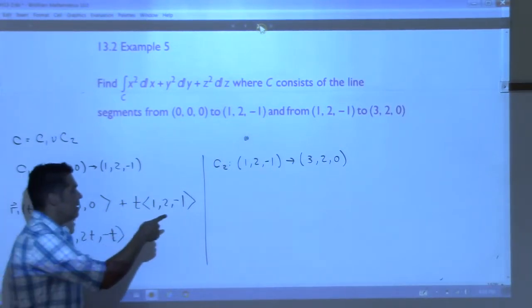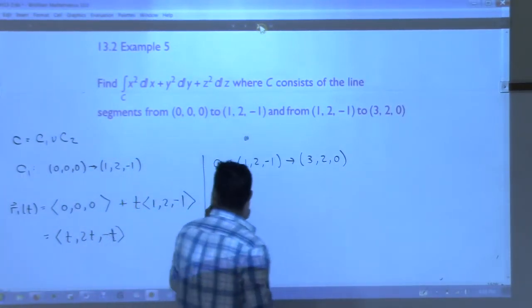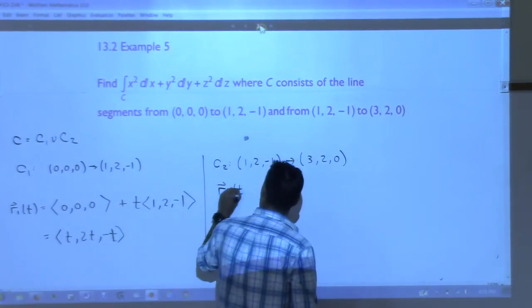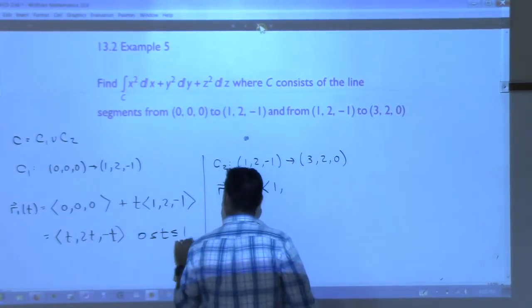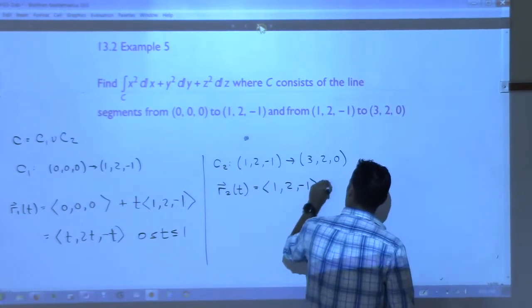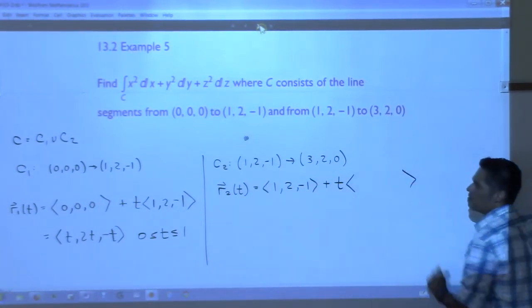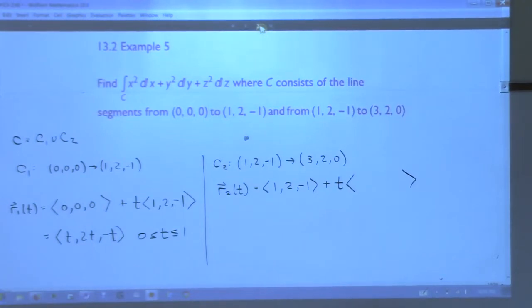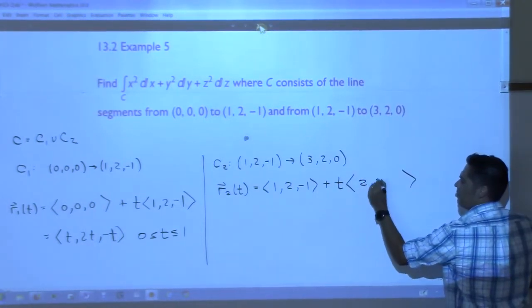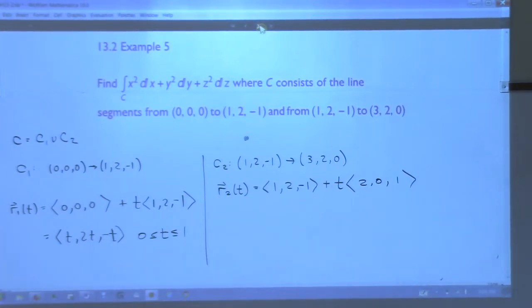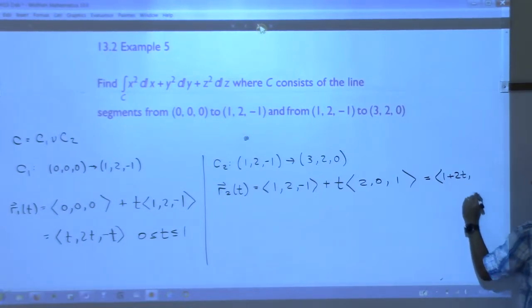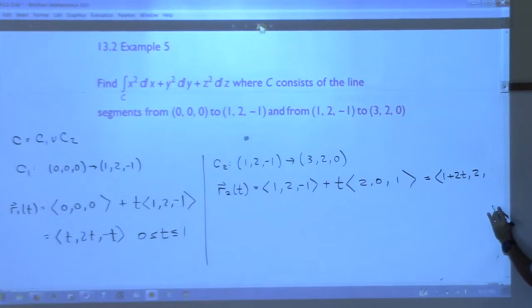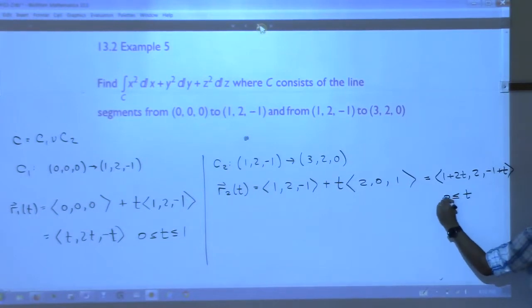And then on that one, that's going to be a little bit more work because that's not 0, 0, 0. So R2 of t will go from 1. Oh, t goes from 0 to 1. 1 to negative 1 plus t. What's my direction vector for this one? 2, 0, 1. Which is just 1 plus 2t, the constant 2, and then negative 1 plus t. T goes from 0 to 1 again.